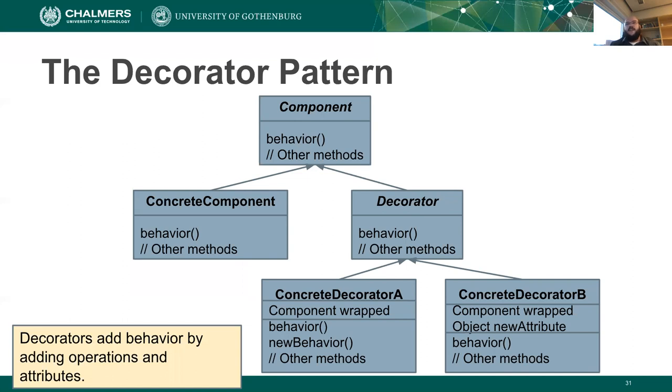And decorators can add new behavior by adding additional attributes and operations. Often new behavior is added by doing computations before or after calling the existing method in the component, like we did with the cost, right? Where we called the cost of the wrapped component, then added something on top of that. But you can also add additional operations and additional attributes as well.